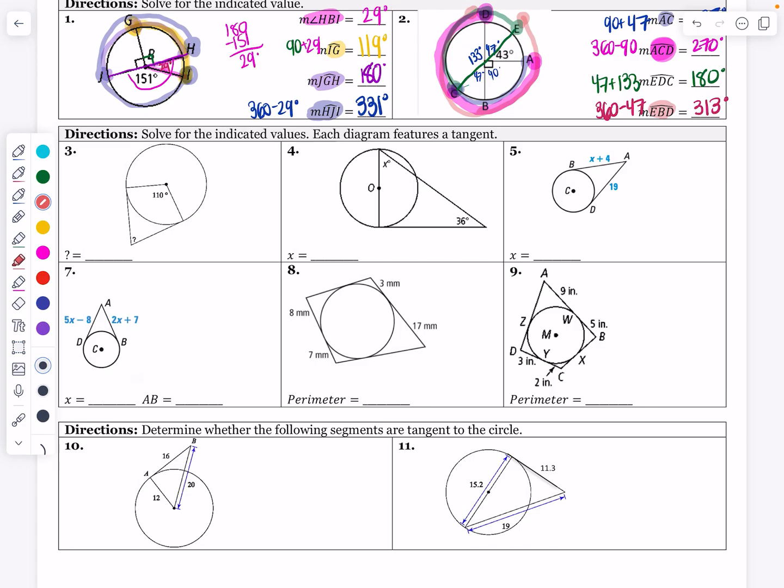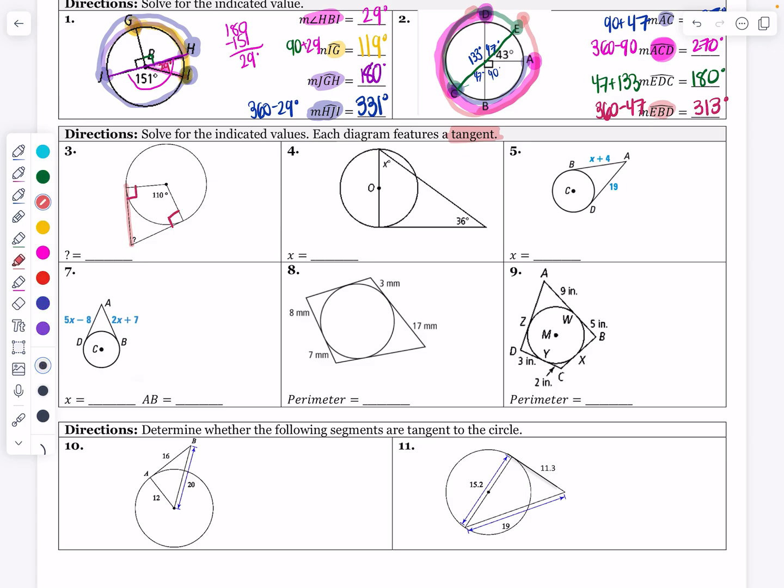All right, the next set of directions say solve for the indicated values. Each diagram features a tangent. So another way that we could say this is that if a line appears to be tangent, you can assume that it's tangent. And remember that a tangent line touches the circle one time and it creates a right angle with the radius. So this line appears to be tangent, so I get to add a 90-degree angle right here, and then this line appears to be tangent as well.